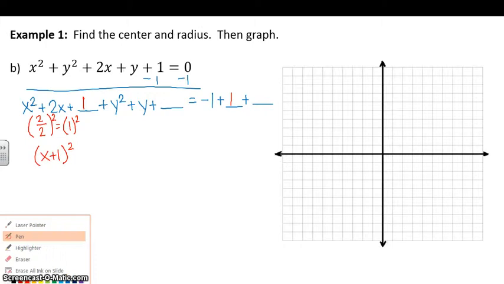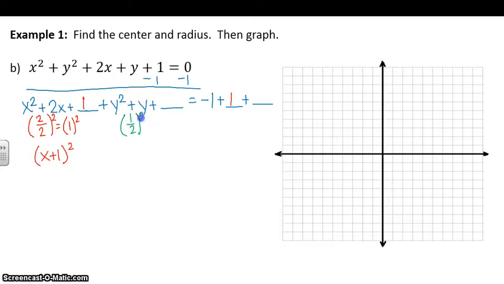Change colors here. You know me, I like to color code. Okay, so here the b value is 1. So then I'm going to do (1 divided by 2) squared. Well, that's just going to be (1/2) squared, which comes out to be 1/4. So then I'm going to add 1/4 to both sides here. So then I'll have plus, in parentheses squared, this value. So y plus 1/4.